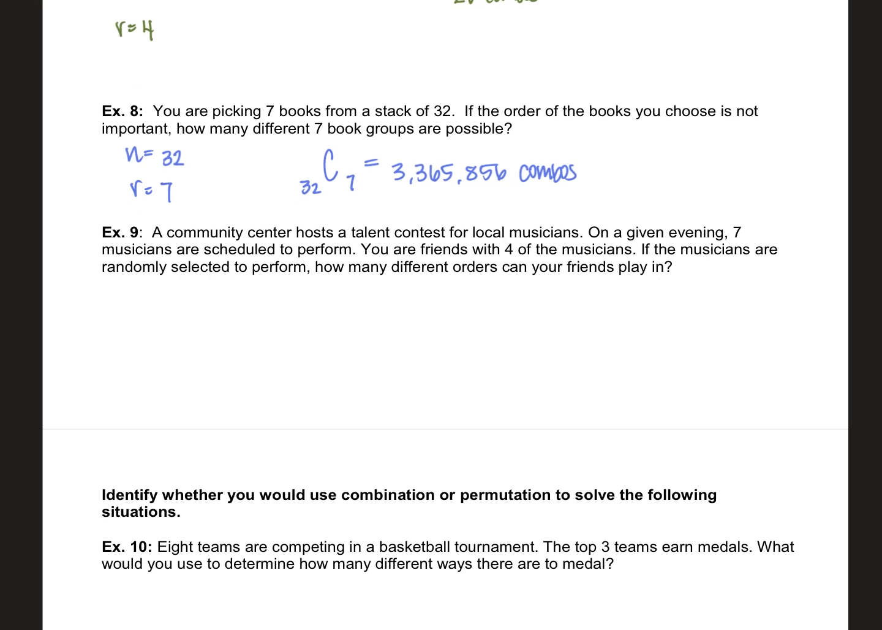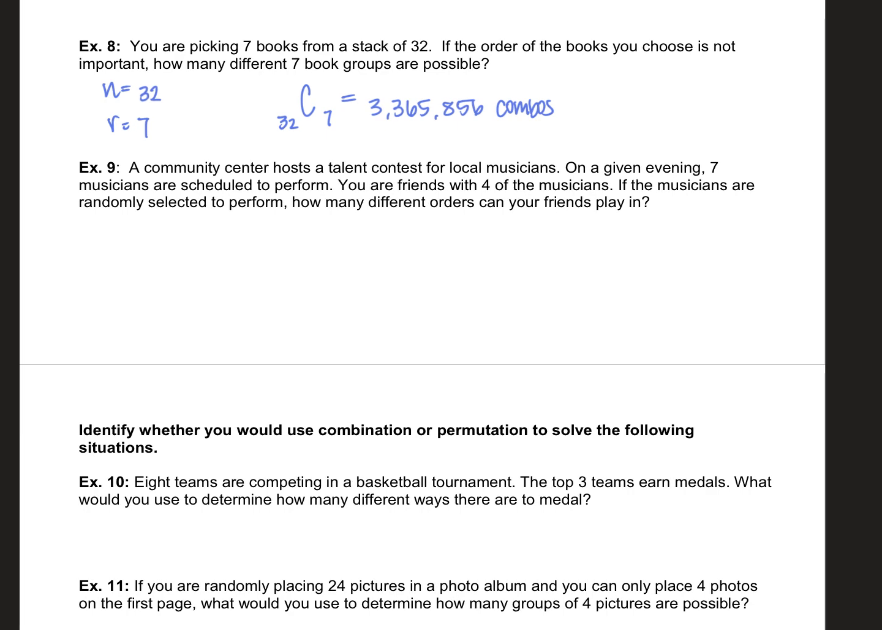Example 9 says a community center hosts a talent contest for local musicians. On a given evening, 7 musicians are scheduled to perform. You are friends with 4 of the musicians. If the musicians are randomly selected to perform, how many different orders can your friends play in? Starting out with N and R. How many total musicians are there? There are 7. How many of them do you actually know? 4. So we're finding a combination, N first, R second. Go ahead and punch that into the calculator, and we should be getting 35 combos.